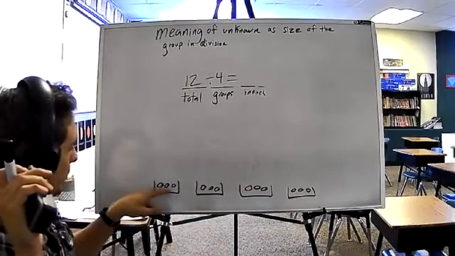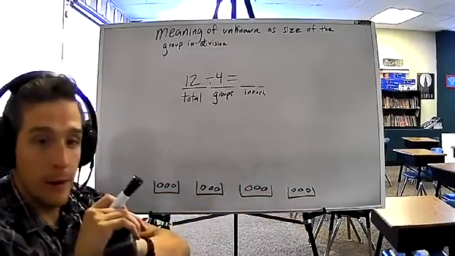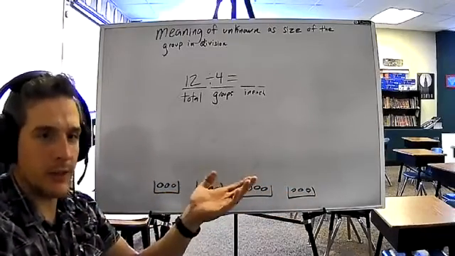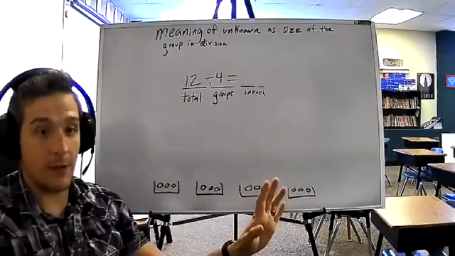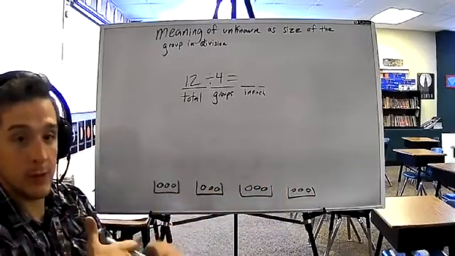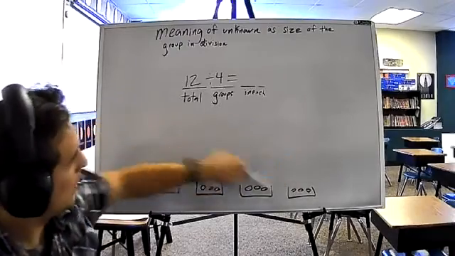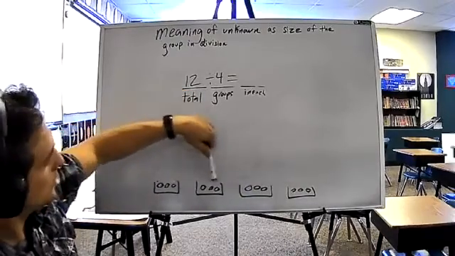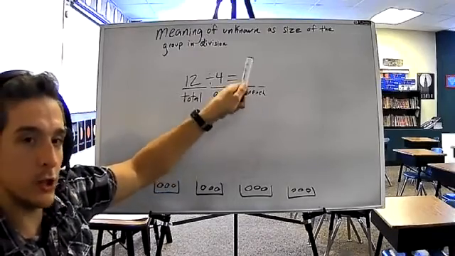And this has 1, 2, 3, 1, 2, 3, 1, 2, 3, 1, 2, 3. And you can double check and make sure that there's still 12 Skittles. You can go 3, 6, 9, 12. So I still have 12 and I have 4 groups, which means if I have a total of 12 Skittles put into 4 groups, how many are in each group?